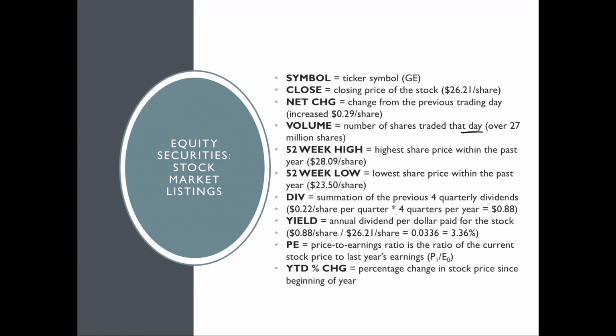The PE is the price to earnings ratio. It's the current stock price divided by last year's earnings, so P1 divided by E0, which is your last year's or current earnings, not next year's earnings. And the YTD percent change is the year-to-date percent change, the percentage change in the stock price since the beginning of the year.